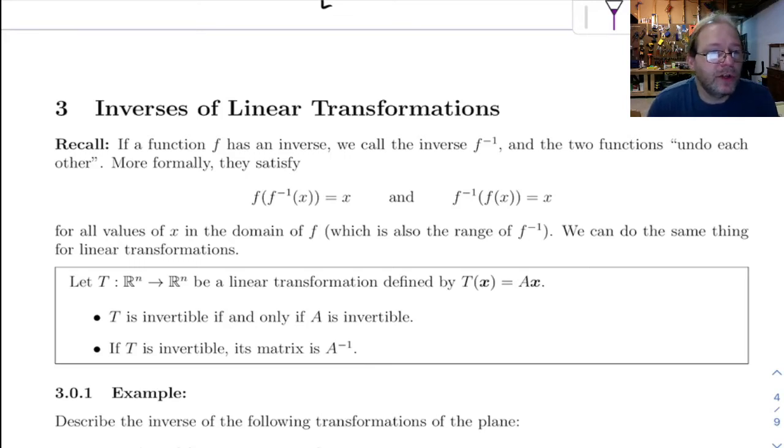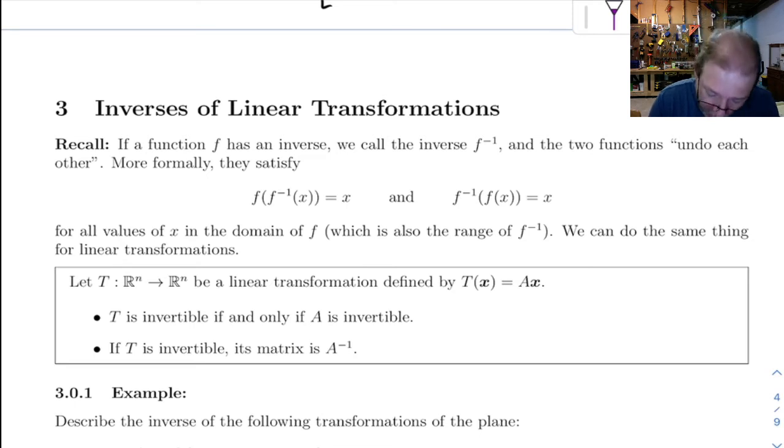Next up, we're going to look at inverses of linear transformations. Now remember, a linear transformation is a function, so anything you learned about inverses of functions will apply here as well. If you've got a function f, and it has an inverse, we denote that inverse with f raised to the negative 1. And those two functions undo each other.